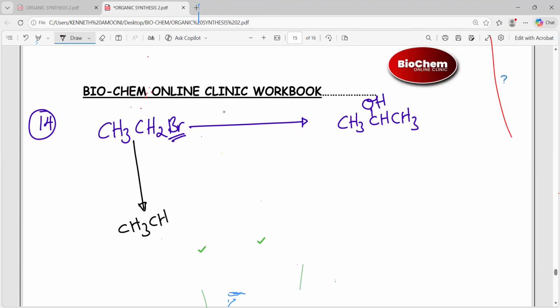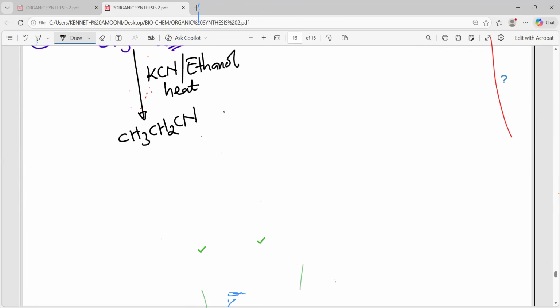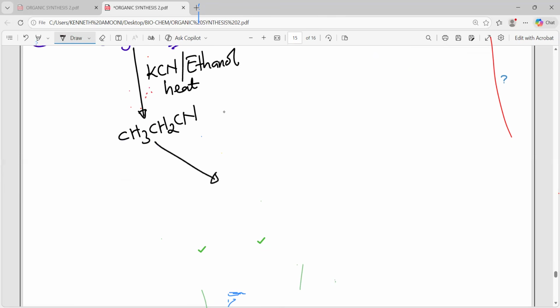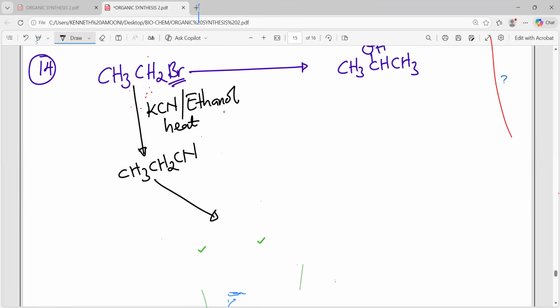CH3CH2CN being formed. But we shall use potassium cyanide in the presence of ethanol, and then we heat. That one is going to form that nitrile. And then after forming that one, we are going to convert this straight up to a carboxylic acid. We shall convert it to a carboxylic acid by using acidified water, and then we heat.